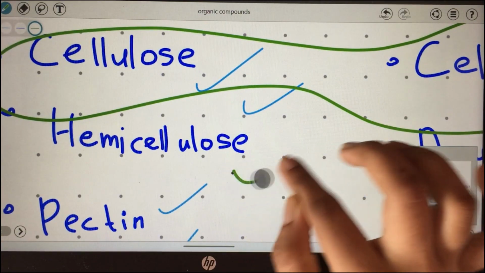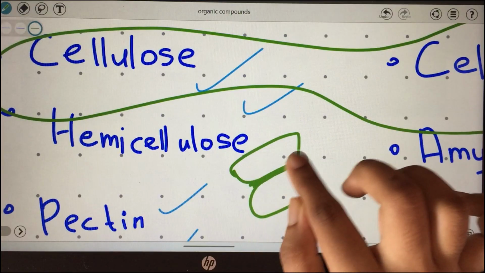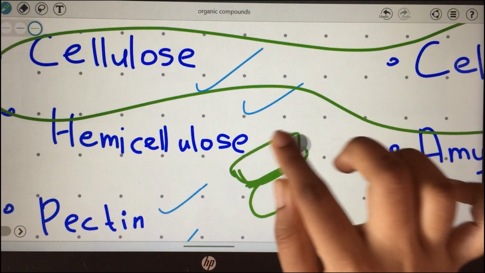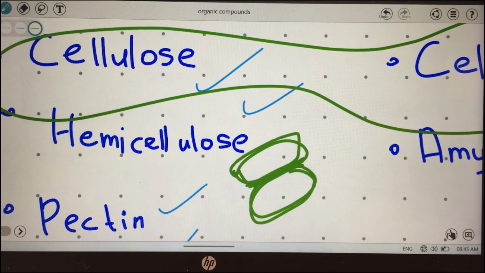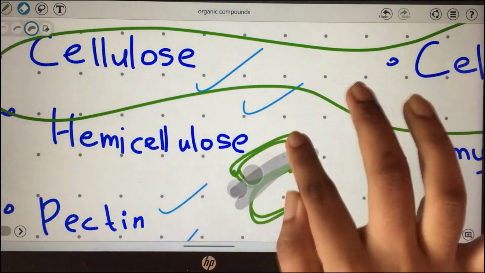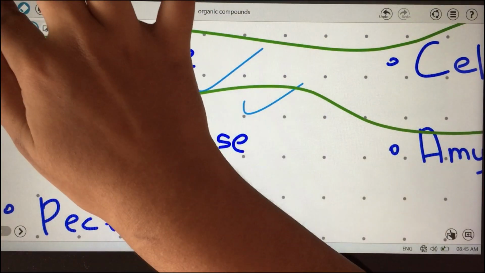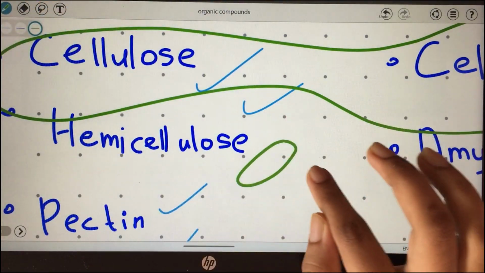Middle lamella means, now you know you have a cell. Okay, here also you have a cell. Now the joining part of these two, that's going to be called the middle lamella. Like, you know, now there is a cell like this. The sticky polysaccharide between the cell walls is called middle lamella. It's like a sticky thing.